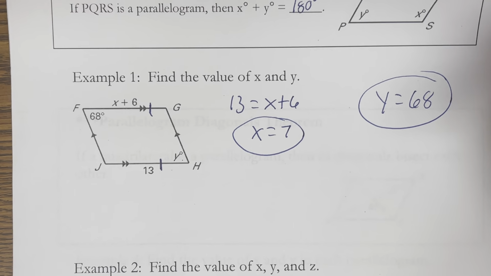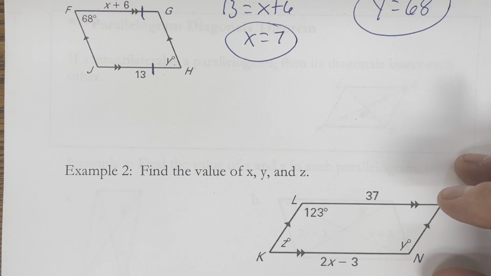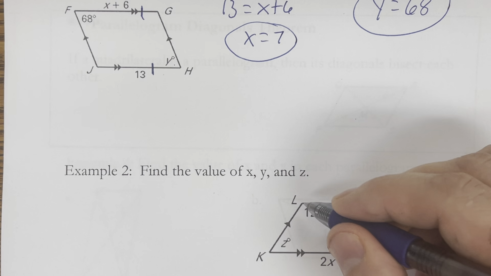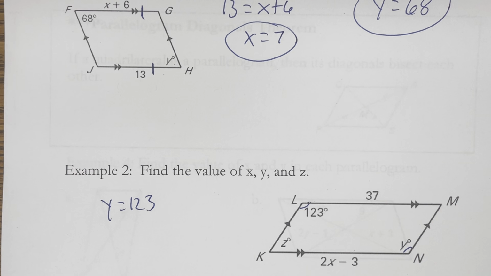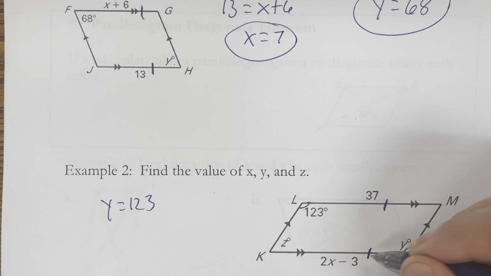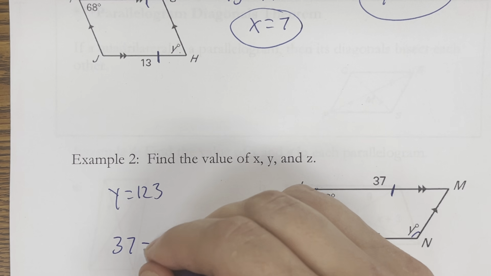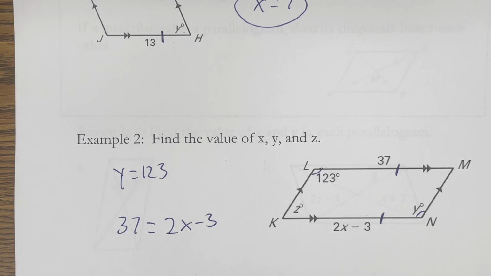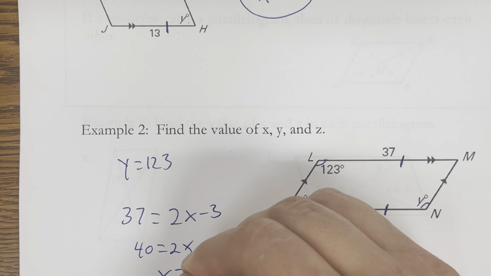Okay. The next one, again, we have another parallelogram here. Opposite sides are marked. So we're supposed to find x, y, and z. I think I'm going to start with y. Y is pretty easy. Opposite angles are congruent, so that means y has to be 123. So I found one. Opposite sides are congruent, so we'll set up an equation to find x. Okay, 37 has to equal 2x minus 3. And we'll solve. So we'll add our 3, 40 equals 2x, and x is equal to 20.